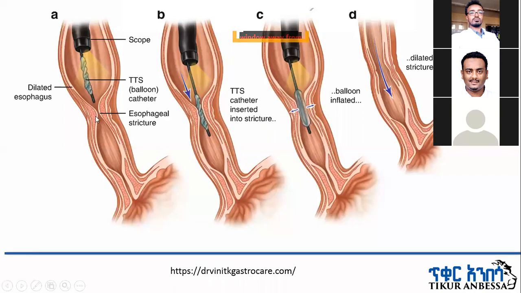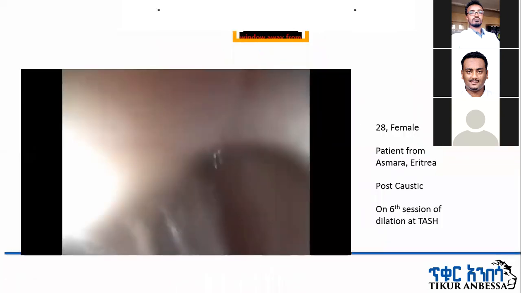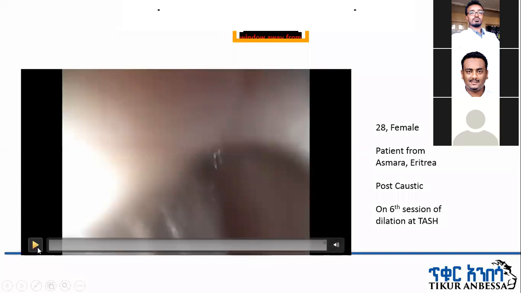Once you find the stricture site, you put the balloon in between the stricture site, inflate the balloon, and break the mucosa which is causing the stricture. You have to be very careful not to do too much inflation, so that you don't cause perforation of the esophagus.